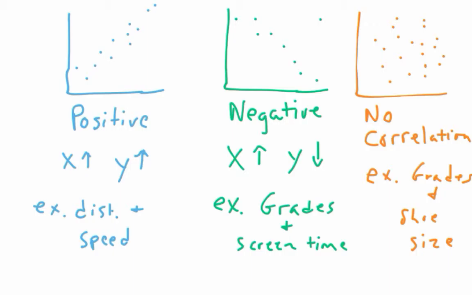Good? All right. Which would it be? So what type of correlation would you expect? The number of people living in a house and the size of a house.